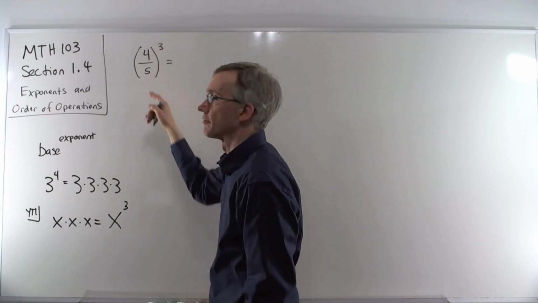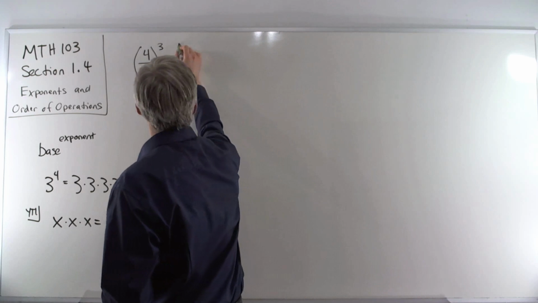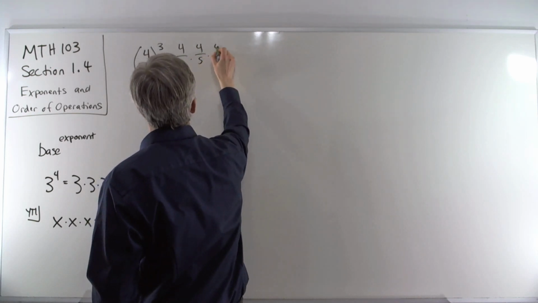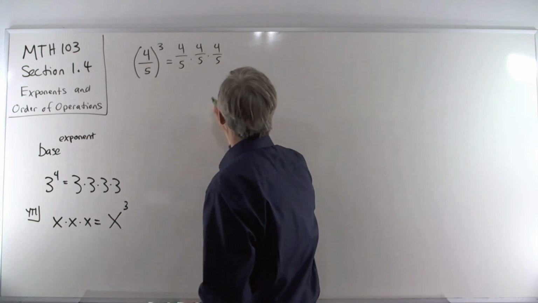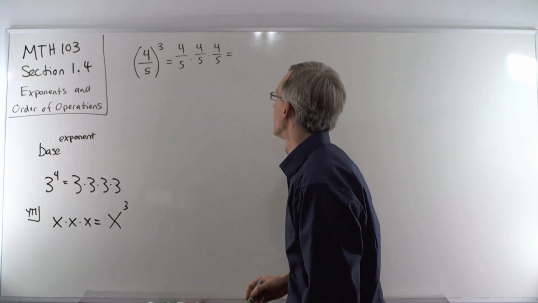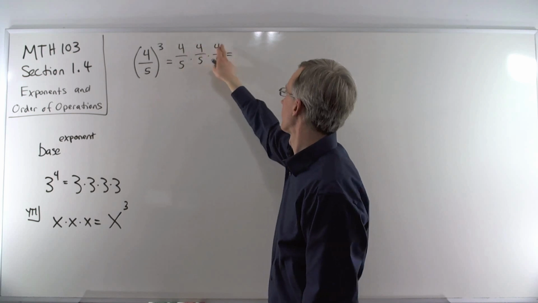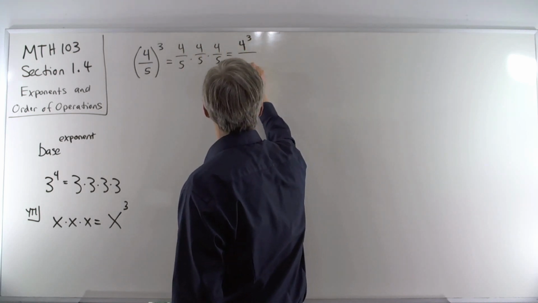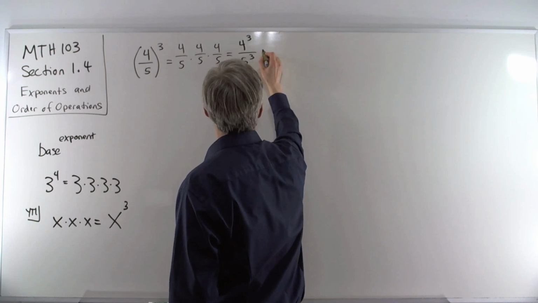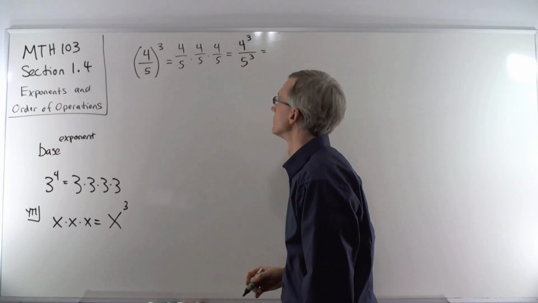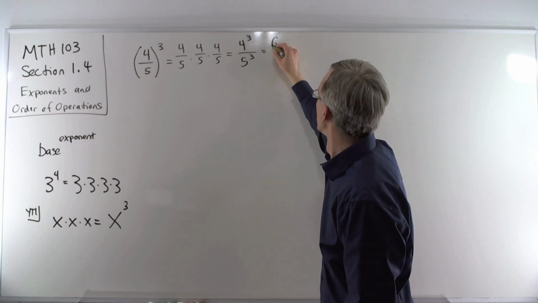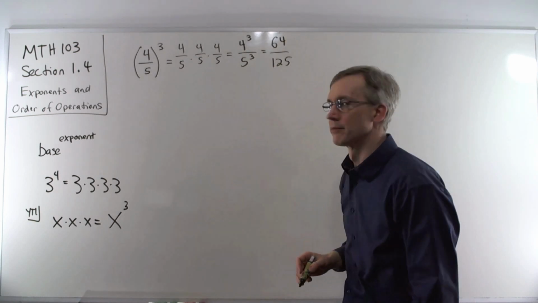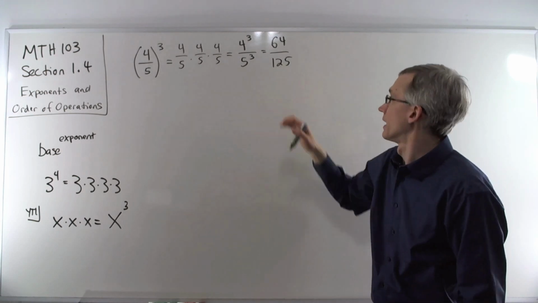The entire fraction 4/5 is the base. So this is 4/5 times 4/5 times 4/5. And since with fractions, we multiply straight across, up on top we have 4 to the 3rd power, and on the bottom we have 5 to the 3rd power. And evaluating that gives us 64 over 125. And this fraction cannot be simplified, so that would be the final answer.